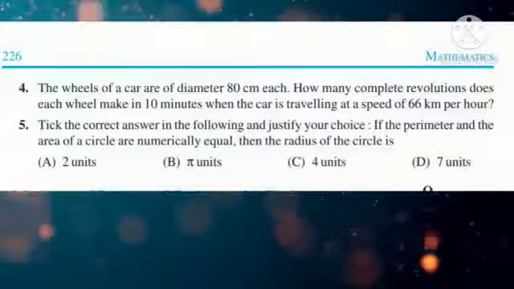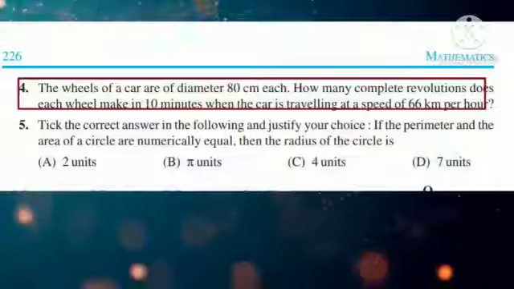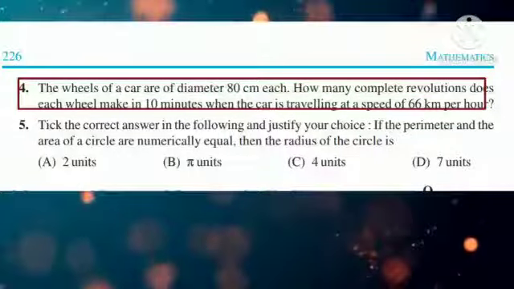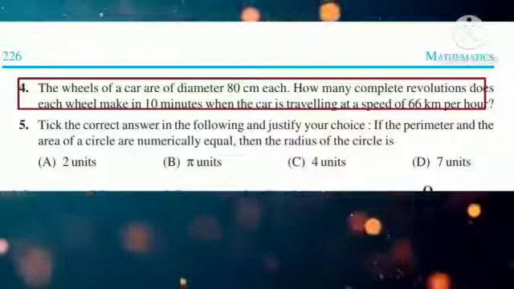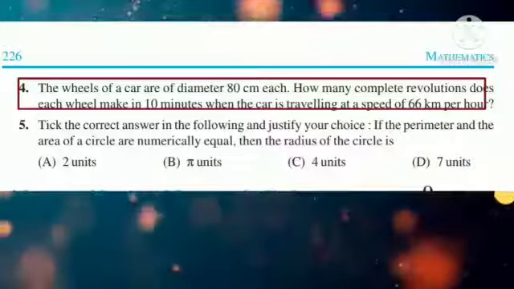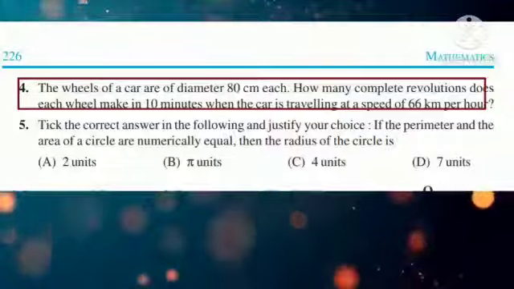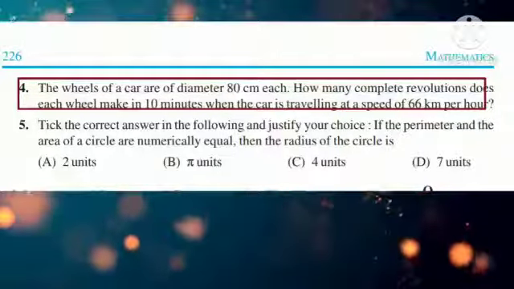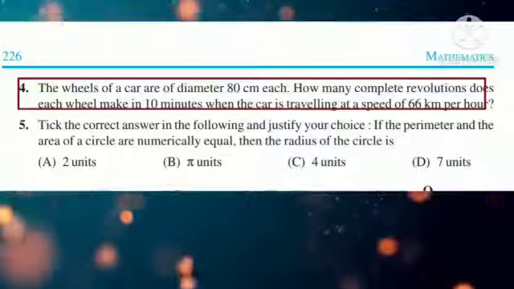Now question number 4. The wheels of a car are of diameter 80 centimeter each. How many complete revolutions does each wheel make in 10 minutes when the car is traveling at a speed of 66 km per hour? Dear students, let us try to solve this question.